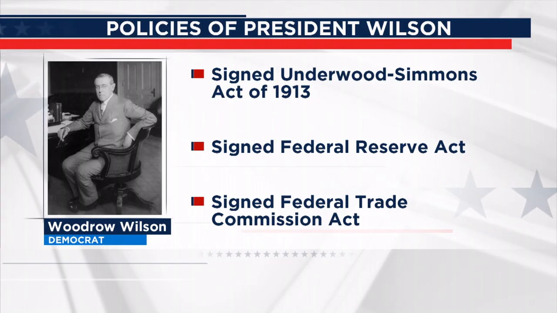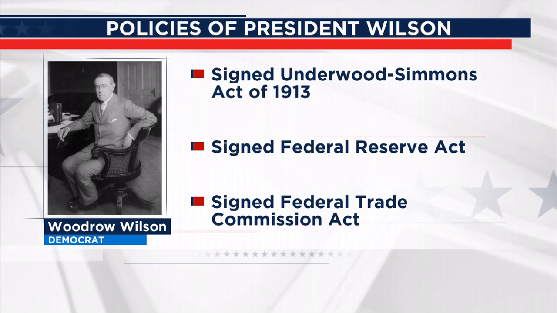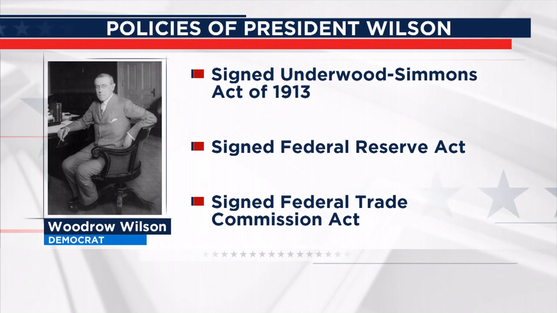President Wilson signed the Underwood-Simmons Act of 1913, which lowered tariffs and introduced a graduated federal income tax. He also pushed for the passage of the Federal Reserve Act and the Federal Trade Commission Act, establishing each of the agencies that still exist today.